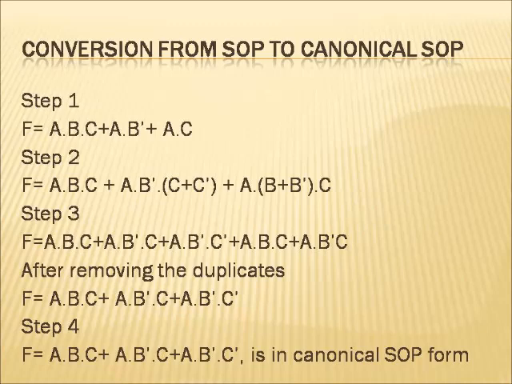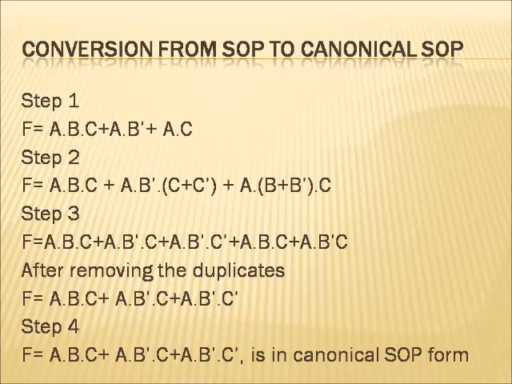Okay, here you can see an SOP expression is given. That is, a Boolean expression is given. The given expression is F = A.B.C + A.B' + A.C. So we can clearly see that this expression has three product terms: A.B.C is the first one, A.B' is the second one, and A.C is the third one, right?